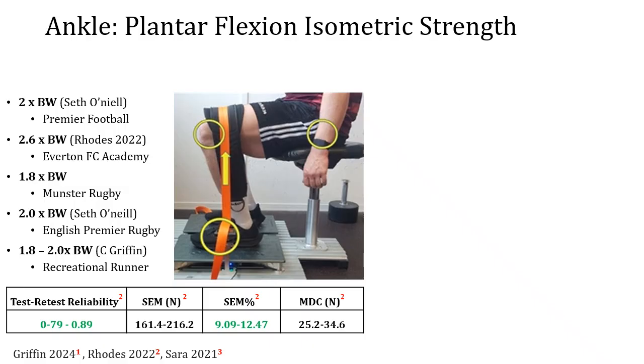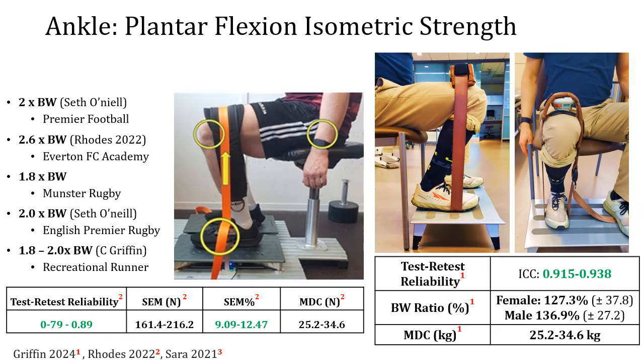Really good retest reliability. Standard error of measure, you can see there in newtons, equates to about 9 to 12%, which again is in the acceptable range. If you use the do-it-yourself format or setup, the body weight ratio percentage has been described. Not quite as high as that of the force plate setup, with 127 to 136% body weight depending on gender. And then you can see the minimal detectable change of what would be considered meaningful if you're going to track this over time.